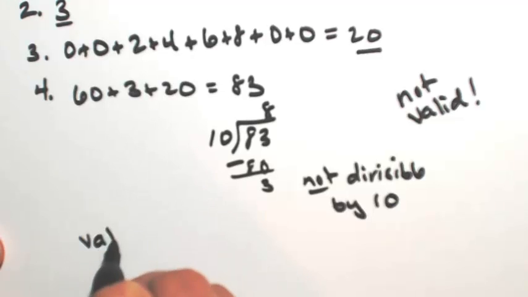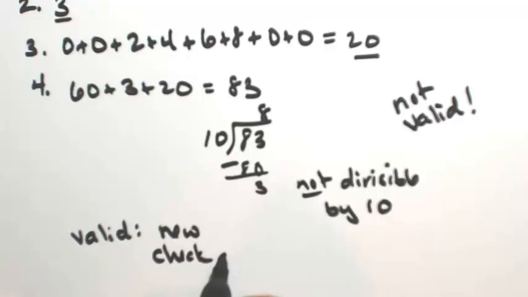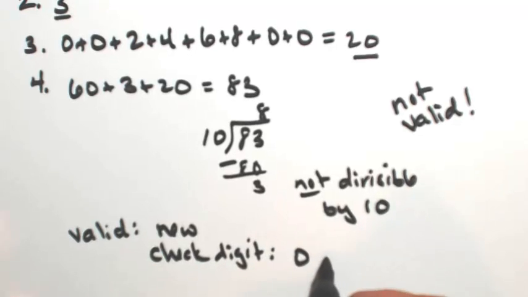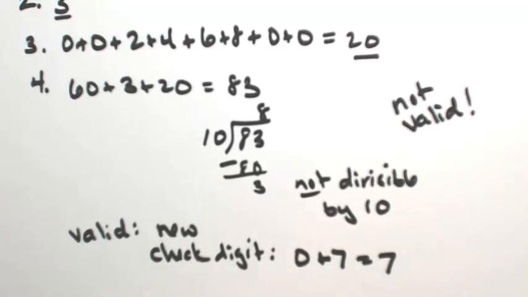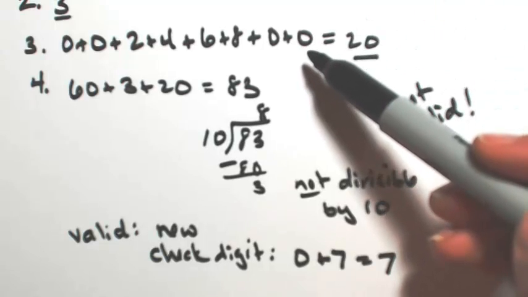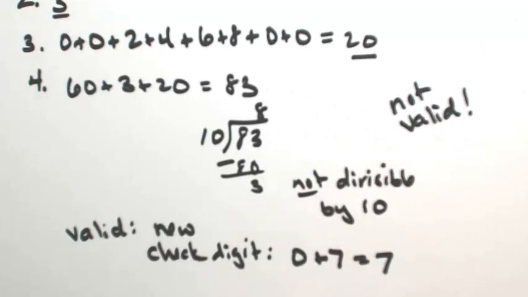So to make it valid, the new check digit would have to go from 0 up to 7. So then this 0 from the third step would become a 7, making the step number 4 into a 90, and that's divisible by 10.